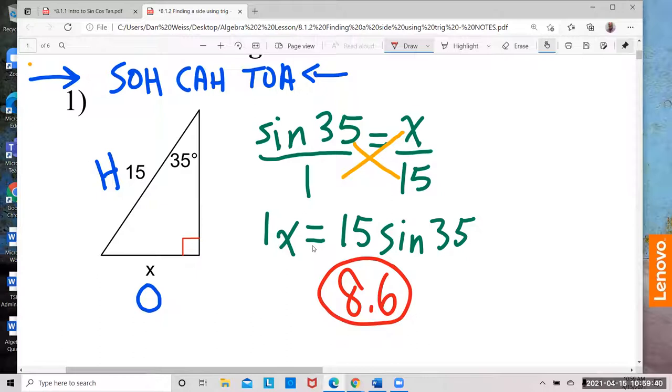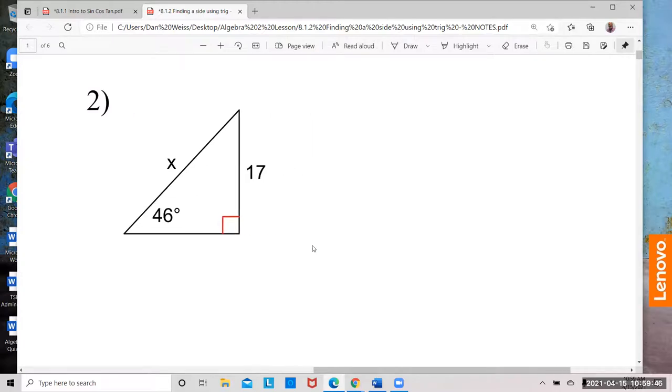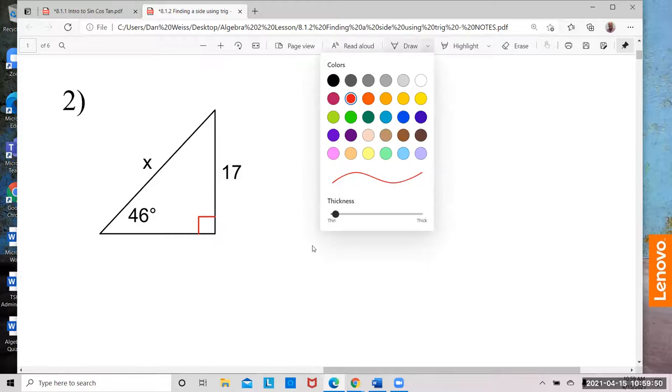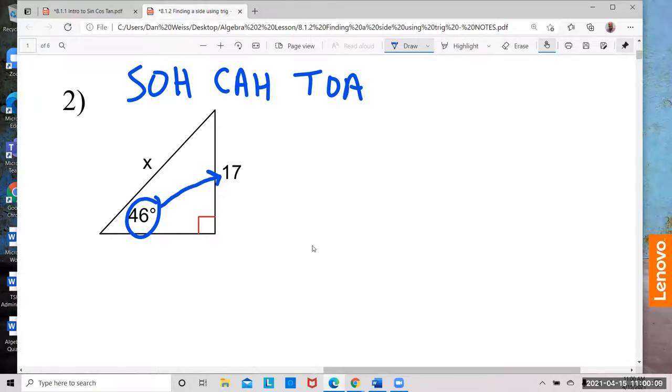Next. All right. SOH CAH TOA. Okay. Looking at this angle, is that opposite, adjacent, or hypotenuse? That's adjacent. Adjacent makes up this angle here.